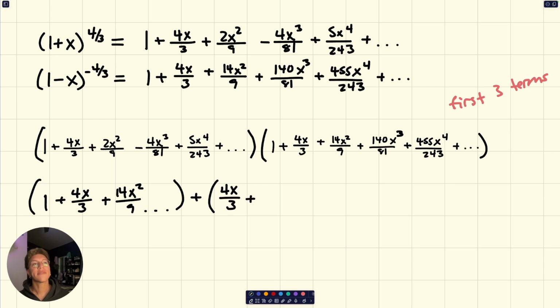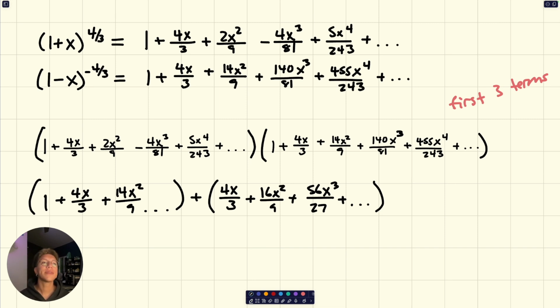4x over 3 times 4x over 3 is 16x squared over 9. And then we'll do one more, 4x times that. We're going to get 4 times 14. Let's do this on the calculator, make sure we're not making small math errors. 4 times 14 is 56. So we're going to get 56x cubed over 3 times 9 is 27. And again, we're not going to do any more terms beyond the x to the third term.